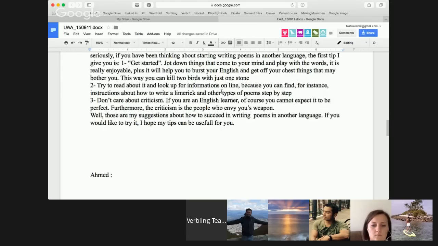Two, try to read about it and look up for information online because you can find, for instance, instructions about how to write a limerick and other types of poems step by step.